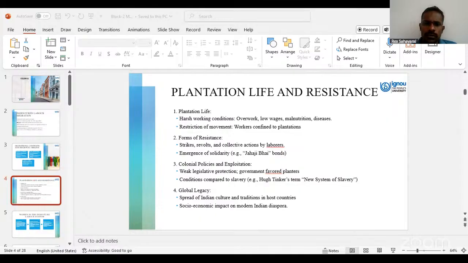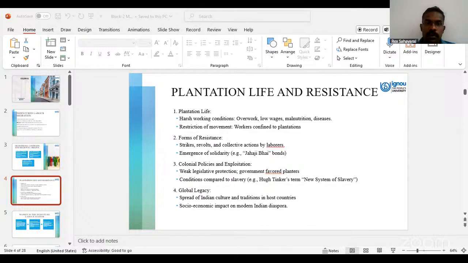And when you look into the next area, there is plantation life and resistance. We have looked into forms of resistance that took place during the colonial period, especially when Indian managers or overseers known as Sirdars were appointed by the colonial British government to look into how effectively the laborers were working.